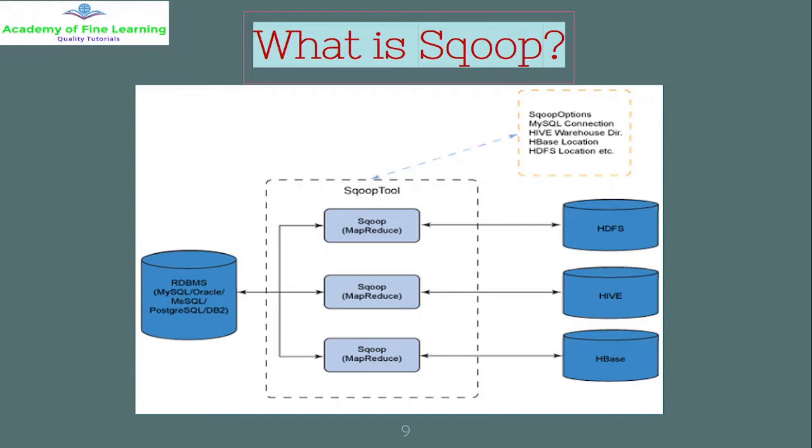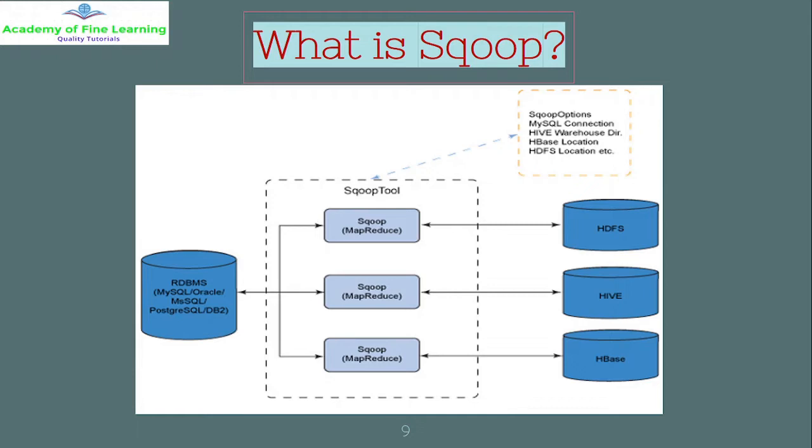Each and every thing we can specify by using different Sqoop commands and their parameters, their options, and how we'll communicate between different RDBMS and HDFS or Hive or HBase by using different drivers we have. We have the MySQL connections, the Hive warehouse directory, the HBase location, the HDFS location, etc. parameters. And internally Sqoop works based on JDBC, Java Database Connectivity. Those things will come later. So this is what basically Sqoop is and how it works.